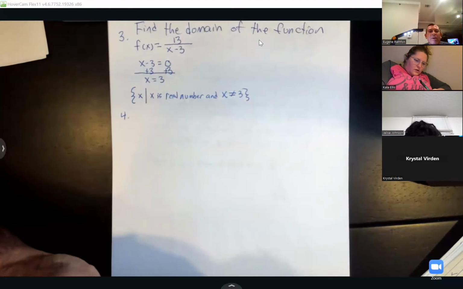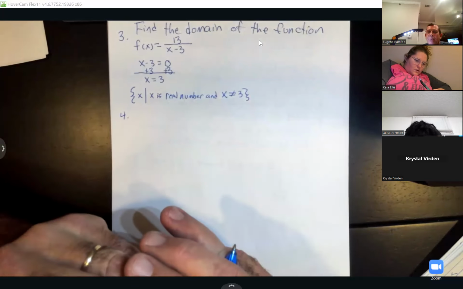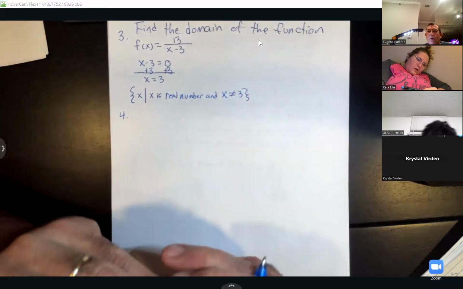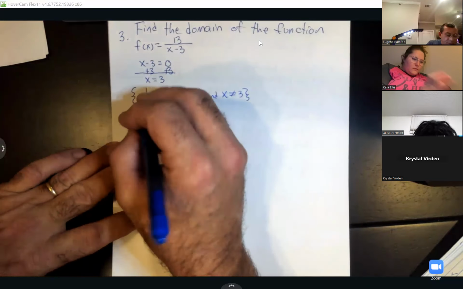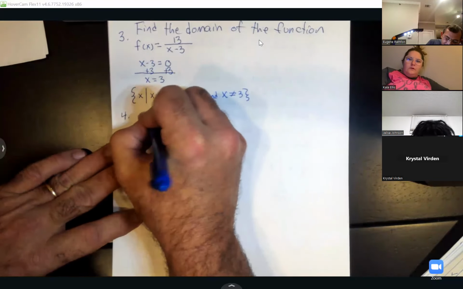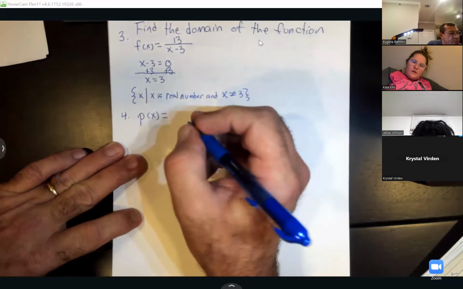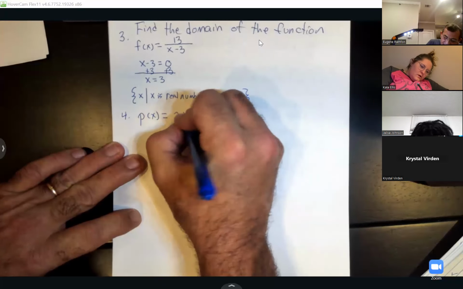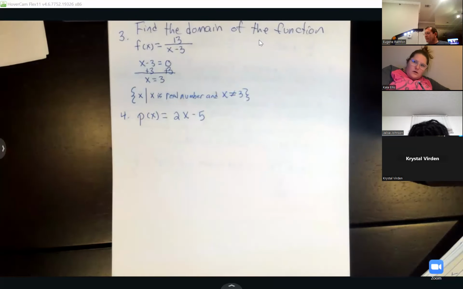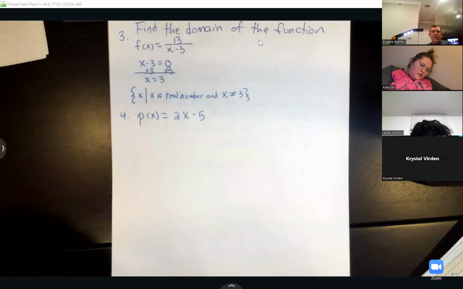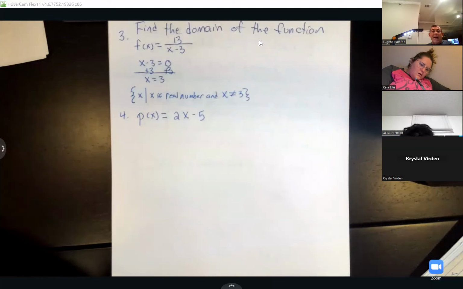All right, y'all, so remember: fraction, set that bottom equal to 0, solve it and be done. So find the domain of this one. P of x equals 2x minus 5. Any guesses for my domain?